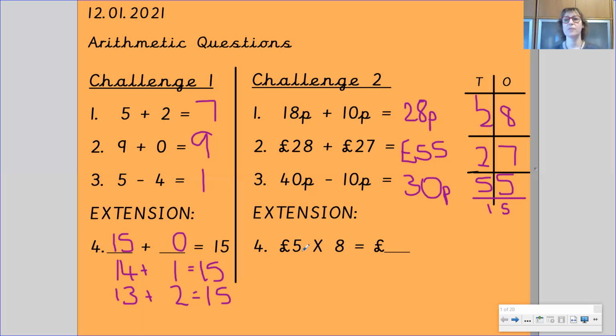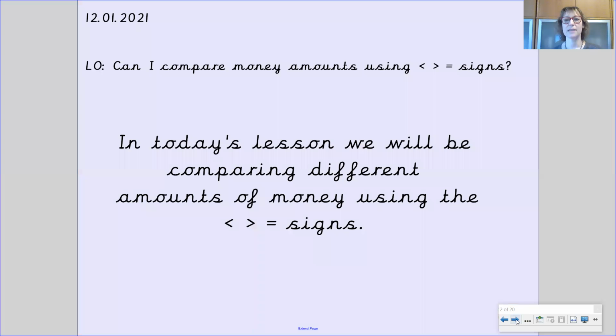And I know my 5 times table, so I need 8 fingers, 5, 10, 15, 20, 25, 30, 35, 40. So counting in 5s, not 8s. If you can count in 8s, that's fantastic. But I find counting in 5s a lot easier. Well done. Let's move on to today's work.